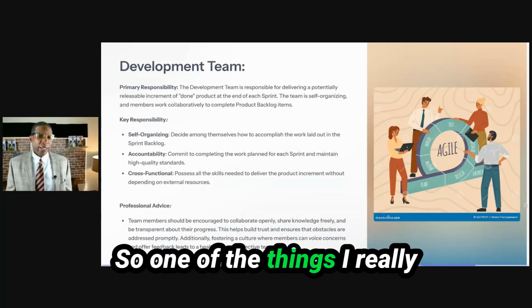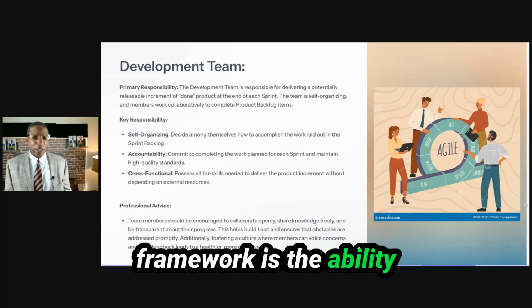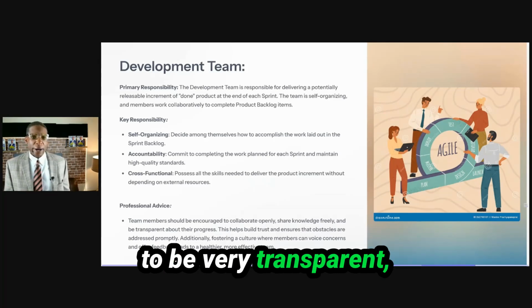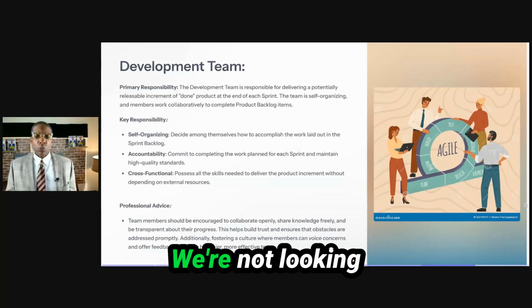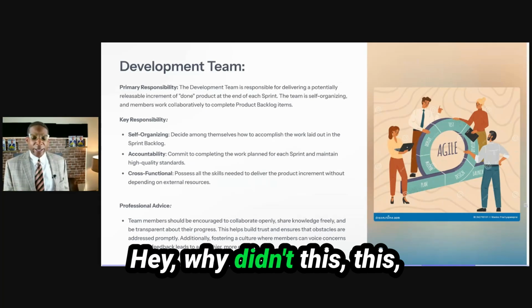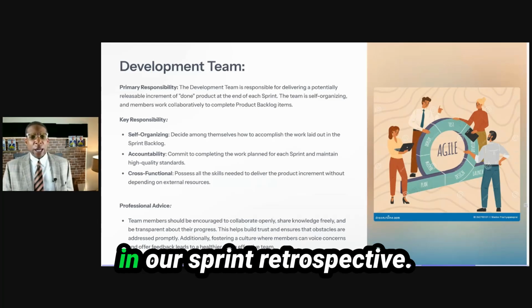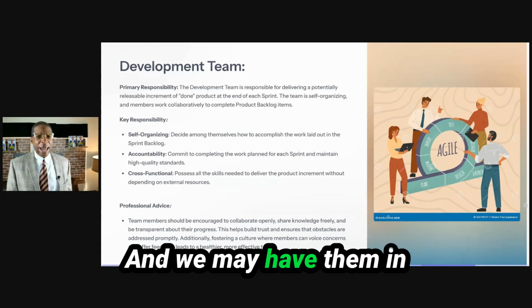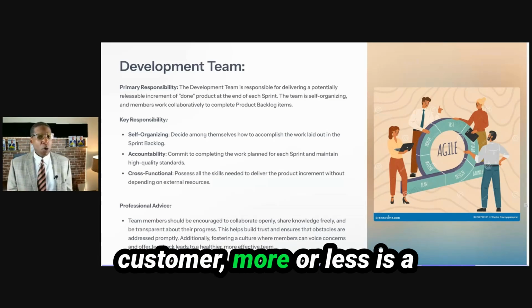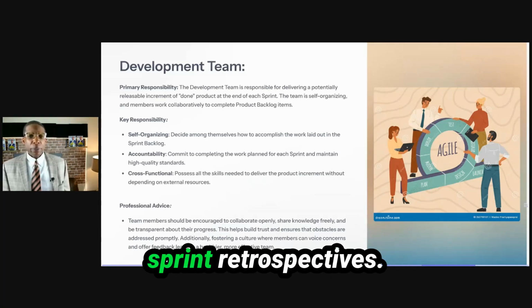One of the things I really love about leading in a Scrum framework is the ability to be very transparent, not to hide things. We're not looking to hide things. We're not looking to sit on things. Hey, why didn't this work? Normally we'll have these discussions in our sprint retrospective, and we may have them in our sprint reviews with the customer.